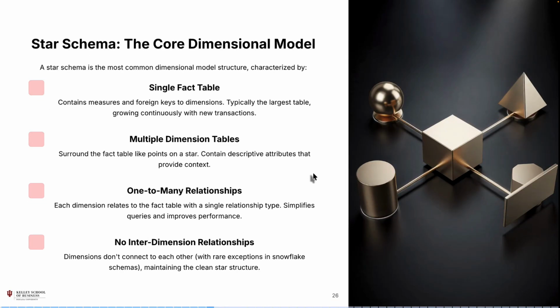The star schema is the specialized architecture that makes OLAP work. At the center is a single fact table. This holds measures and foreign keys. Surrounding the fact table, we have many dimension tables, and they hold descriptive attributes. The relationship is strictly one-to-many between each dimension table and the central fact table. Also, there are no inter-dimension relationships. This maintains a clean star structure.